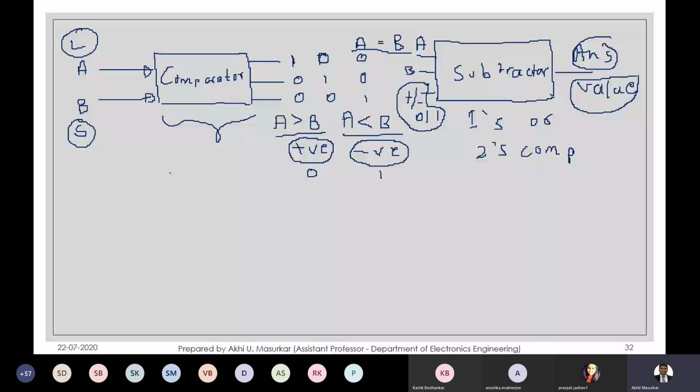Have you understood this small point? If you have understood this, just type a yes in your chat box. Okay. I can't see you.